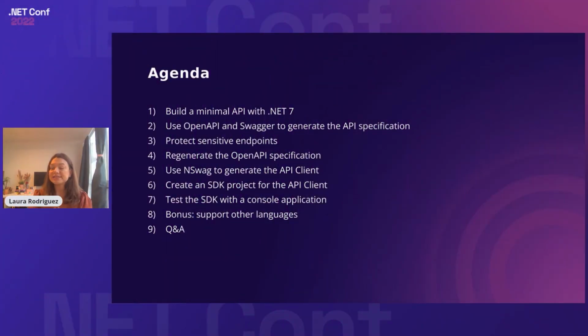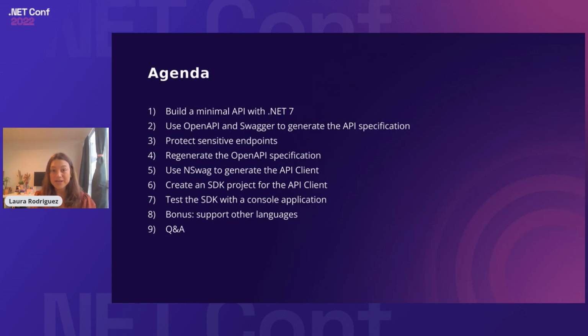Well, we're going to start building a minimal API with .NET 7 to manage our grocery list. Who hasn't ever forgotten what to buy at the grocery store? I'm sure many of you do the same. I'm the same. Anyway, we're going to build a super simple API, nothing too crazy.